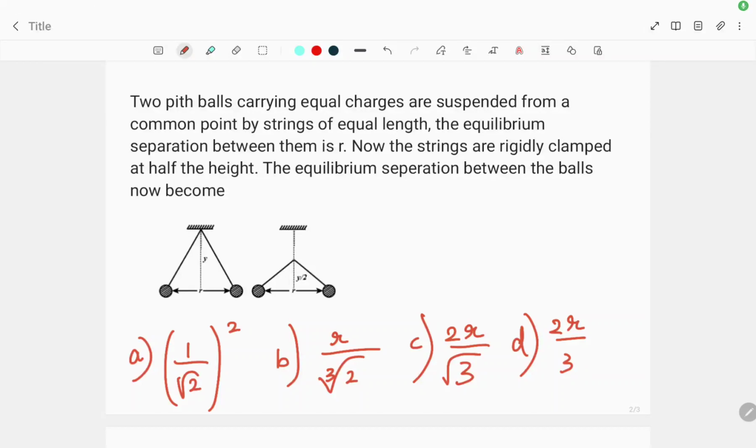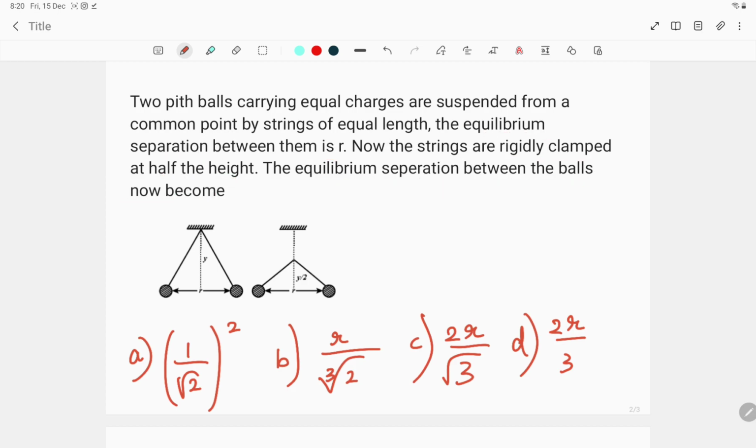Solve this question. Two pith balls carrying equal charges are suspended from a common point by strings of equal length. The equilibrium separation between them is r. Now the strings are rigidly clamped at half the height. The equilibrium separation between the balls now becomes?